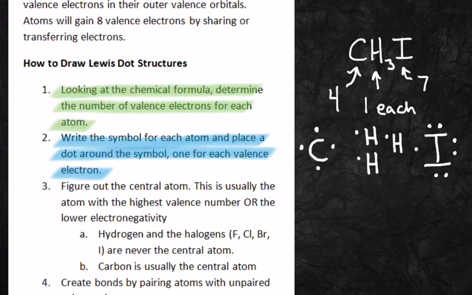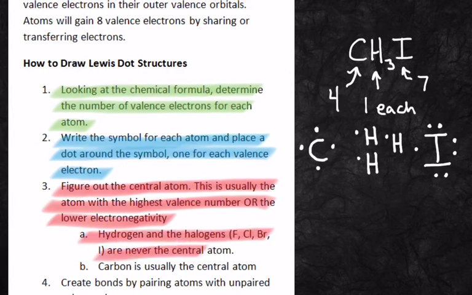Step number 3 says figure out the central atom. This is usually the atom with the highest valence number or the lower electronegativity. So you can use that chart in your notes if you need to. Look at these little A and B down here. Hydrogen and the halogens, that's fluorine, chlorine, bromine, and iodine, are never the central atom. Carbon is usually the central atom. So this is going to be really easy for us today. Carbon is the central atom.